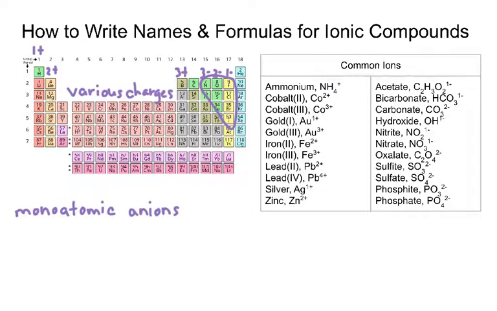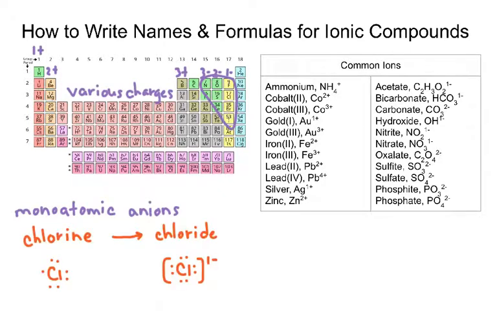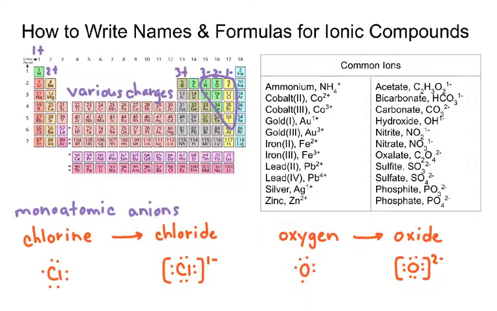There's one last thing we should talk about before we start with examples. Nonmetal elements that form ions have different names than when they're neutral atoms. For example, chlorine can gain an electron to become chloride with a 1- charge. Oxygen can form oxide by gaining 2 electrons and gaining a 2- charge.